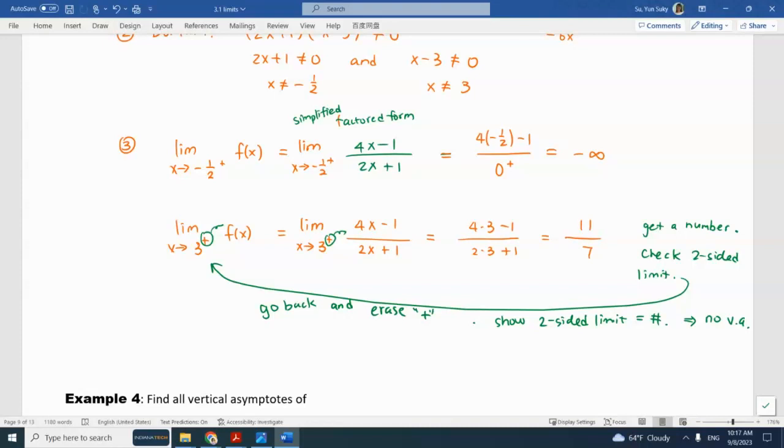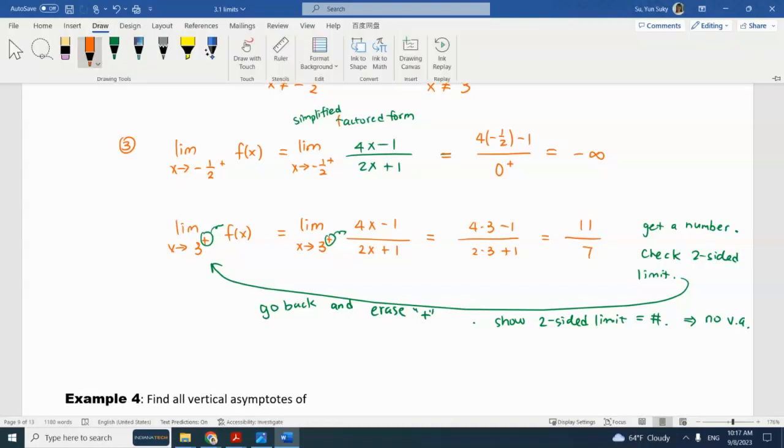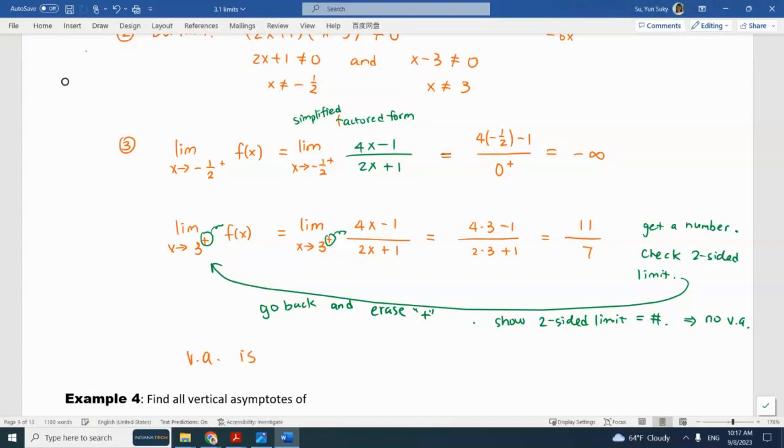All right. Therefore, the vertical asymptote is x equals the first number, minus 1/2.